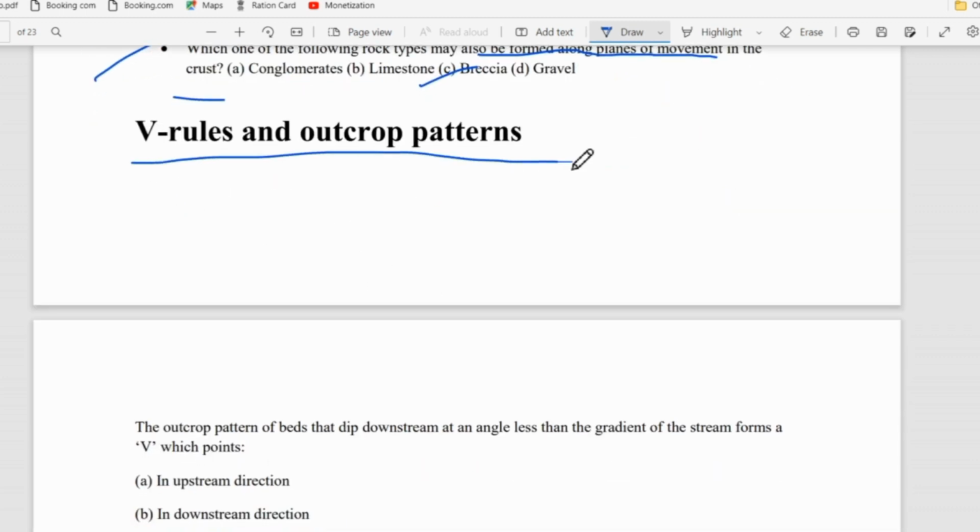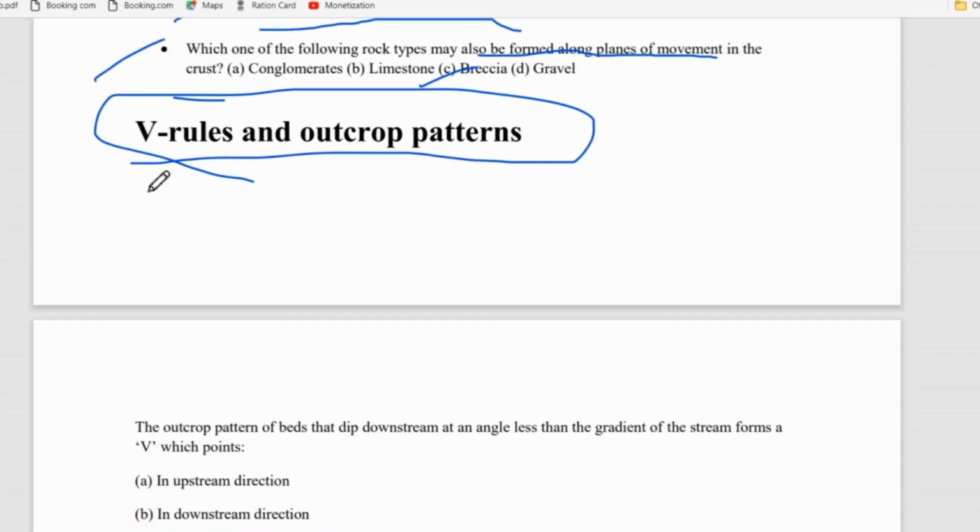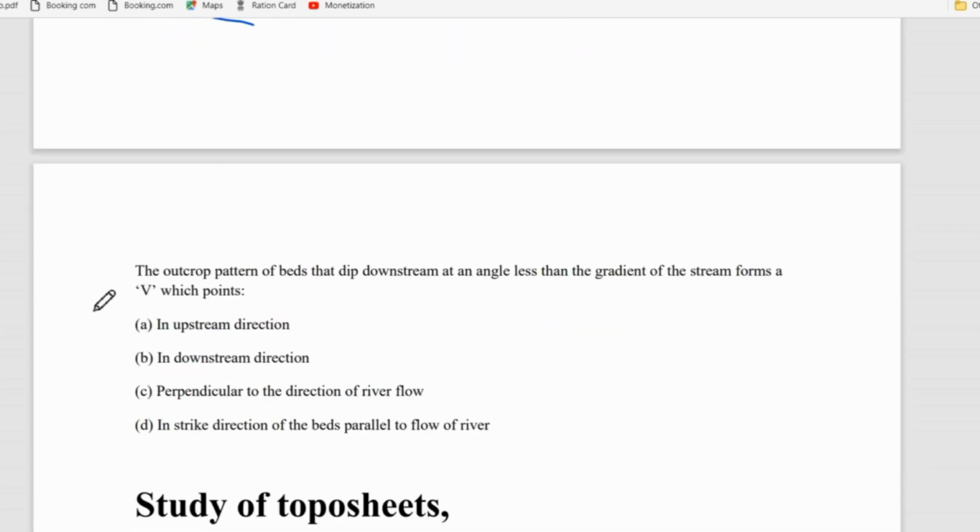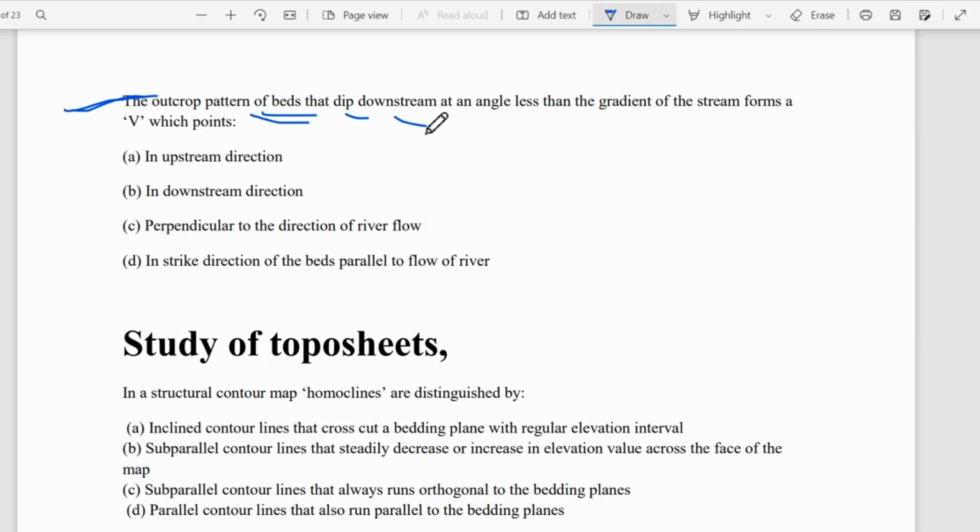Next question is from the V rules and the outcrop pattern. They asked this question in the JAM exam too, the GATE exam too, so it is very important. The outcrop pattern of a bed that dips downstream at an angle less than the gradient of the stream forms a V which points in the upstream direction. Okay.